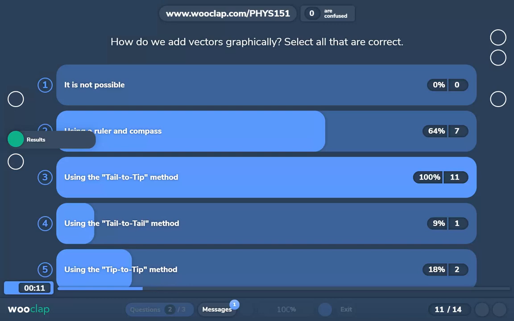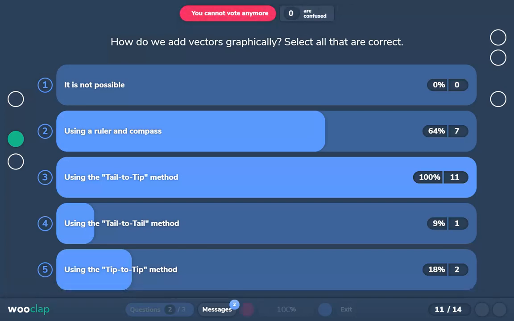One person said tail to tail. Two people said tip to tip. Those would not add vectors. They would effectively subtract vectors. And nobody said it's not possible. That's good, because of course it is possible.